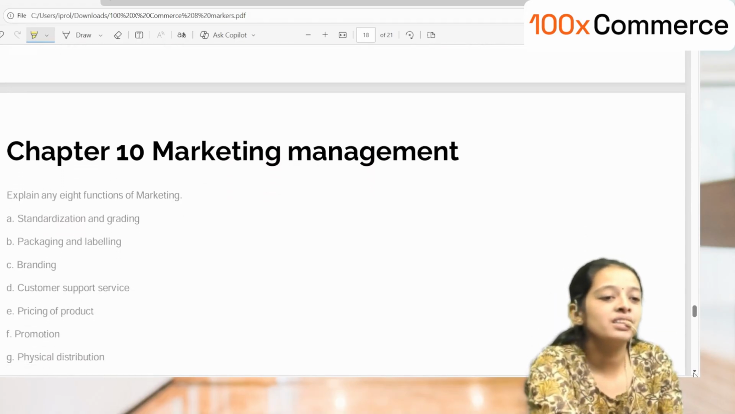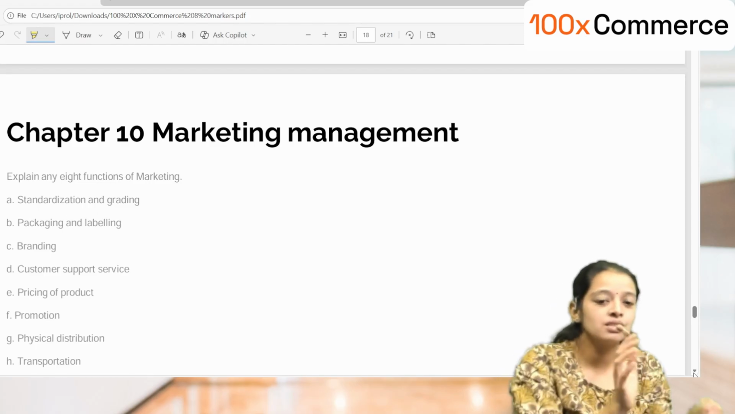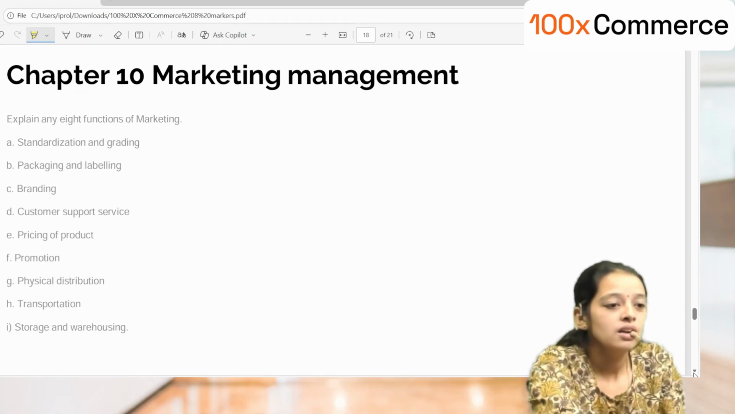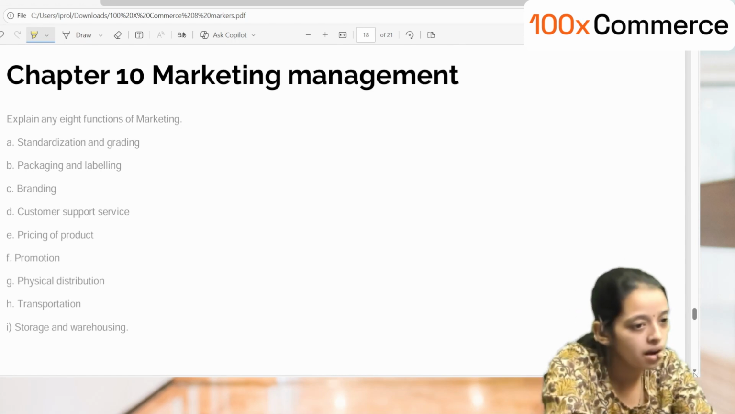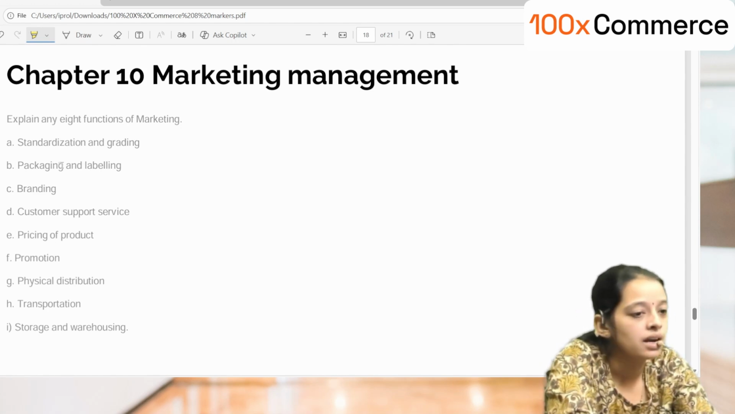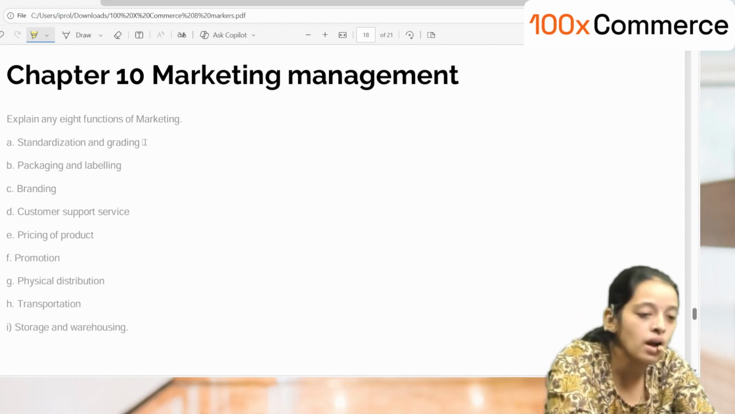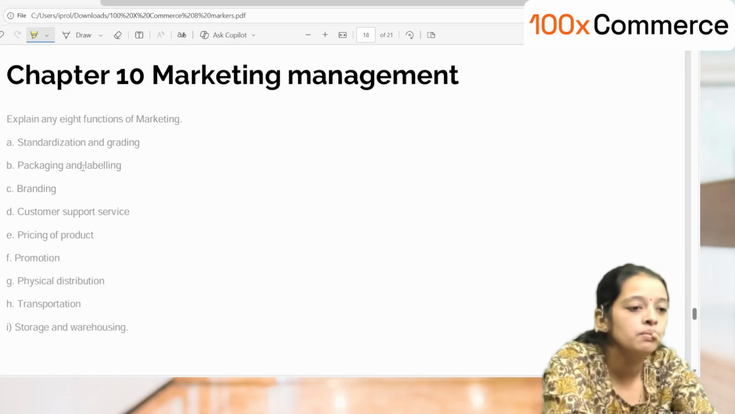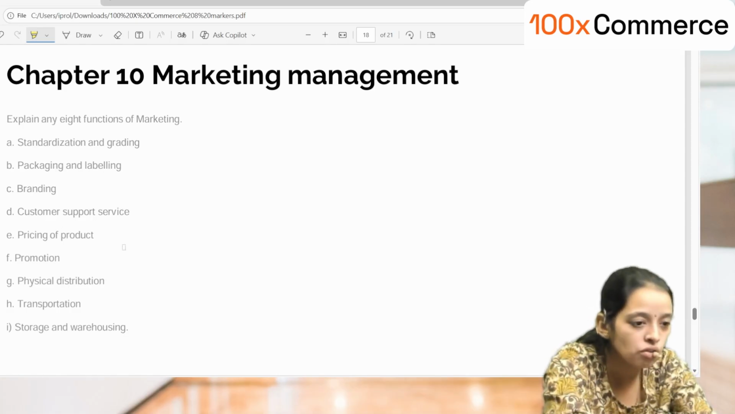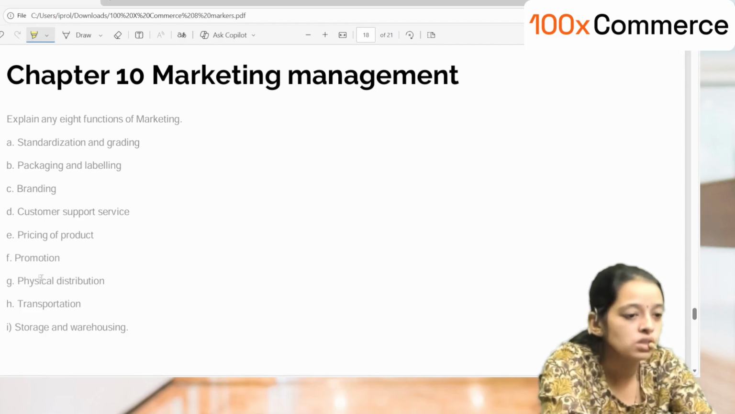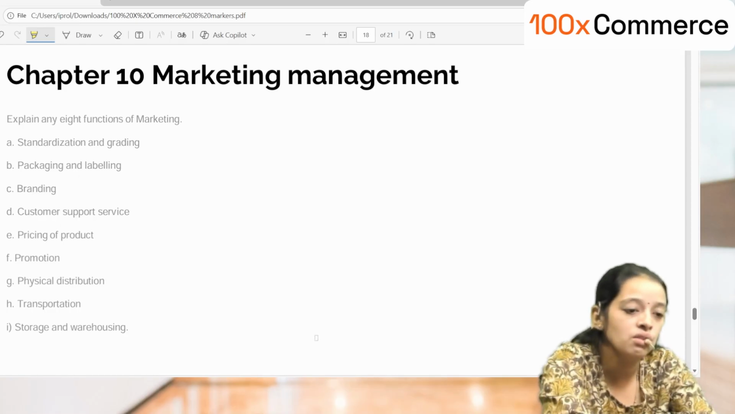So we are on the last chapter of the 8-marker questions, that is marketing management. First question is, explain 8 functions of marketing. Standardization of goods, grading the goods according to quality, packing them, labeling them, branding, customer support service, pricing of the product, then promotion, physical distribution, transportation, storage and warehousing.